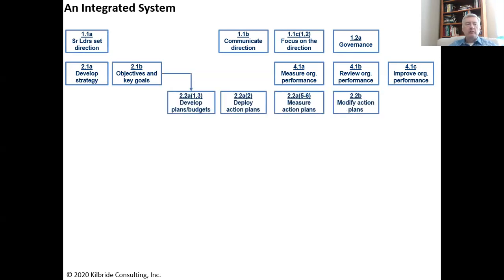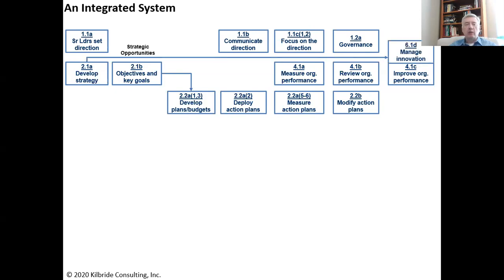In order to operationalize this strategy, an organization will develop action plans and budgets to implement strategies and achieve key goals. They'll deploy those action plans, measure progress on their achievement, and take steps to modify action plans if they're not achieving the desired results.